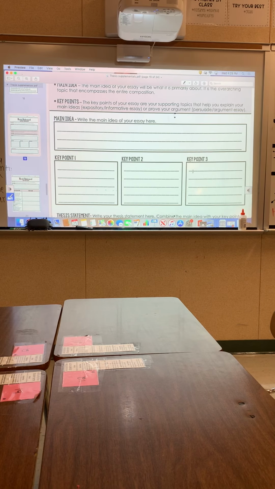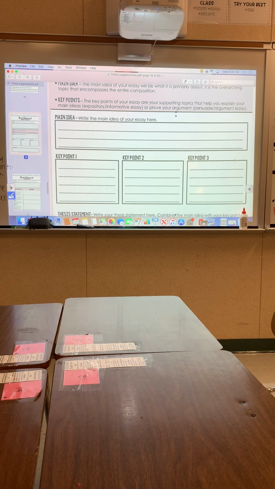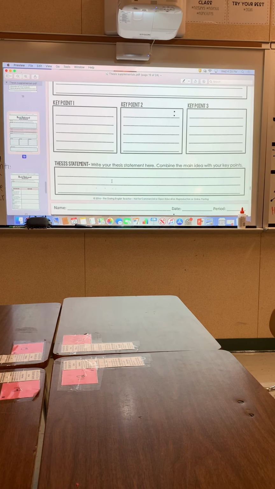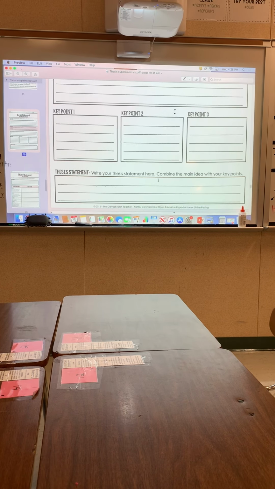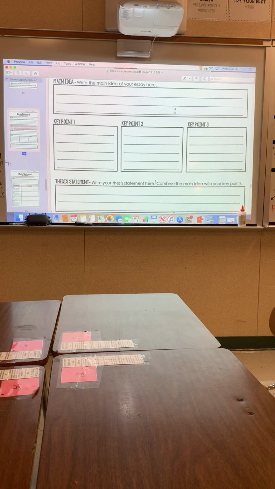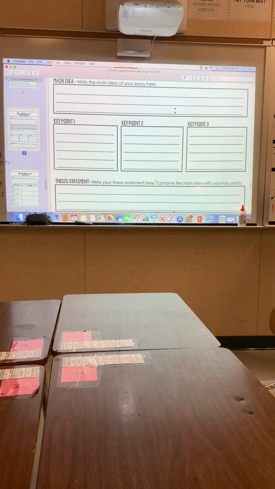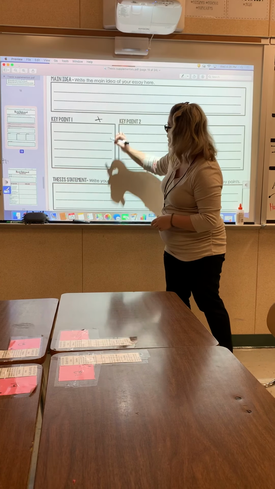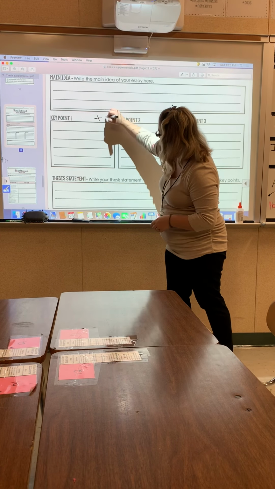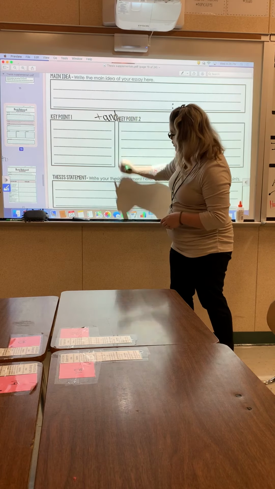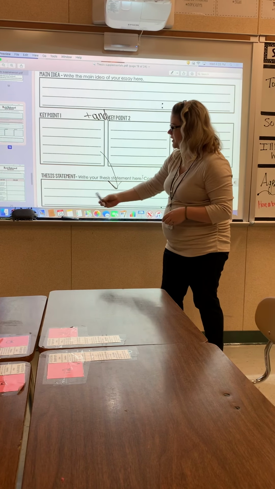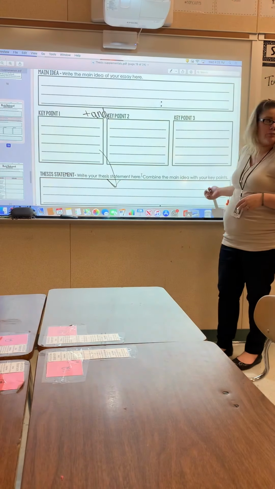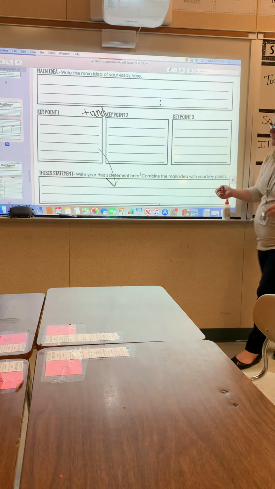Not a third. Remember, cross off key point 3. You don't need a third reason. We're only going to have 2 because we're only going to have 2 body paragraphs. Then, on this page, this is where a lot of people lost some points. Your main idea plus key point 1 plus key point 2 goes down here. So it's going to say, honesty is important because blank and blank. That's going to fill in your thesis there.